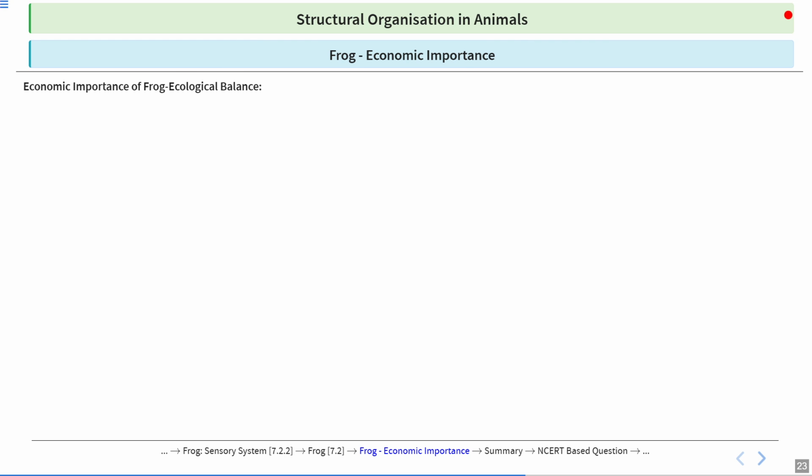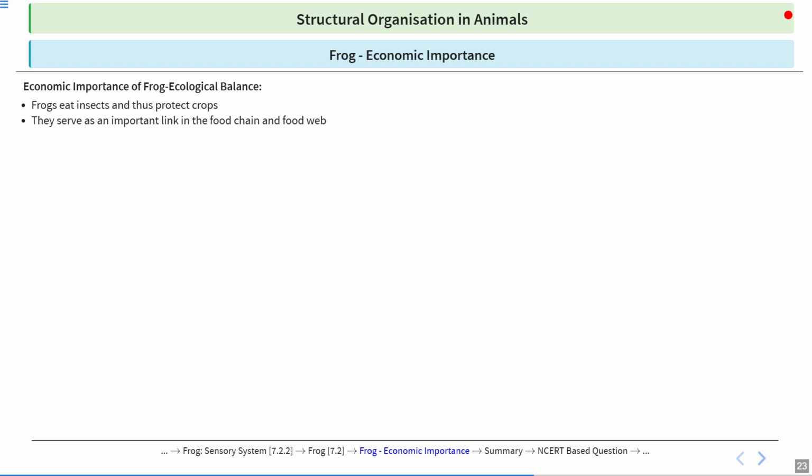Economic importance of frog. That shows the ecological balance. Frogs are very, very important for our environment. How? Frogs eat insects and thus protect crops. Insects are very, very harmful for our crops, right? But if the frogs are there in the environment, these frogs could minimize the number of insects, and ultimately it can protect our crops.